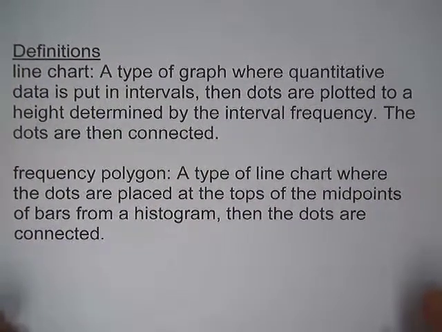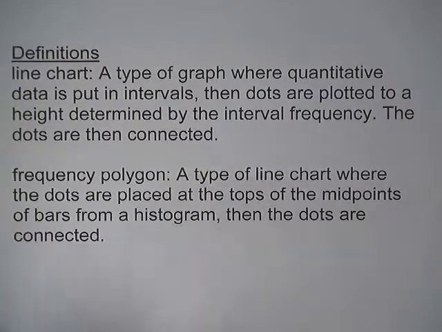Now, a line chart is a type of graph where quantitative data is put into intervals, then dots are plotted to a height determined by the interval frequency. The dots are then connected.